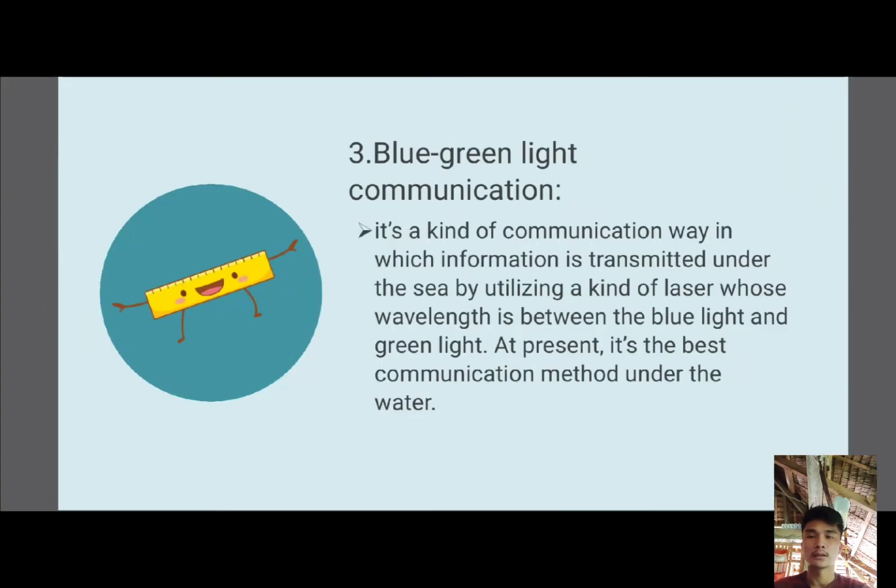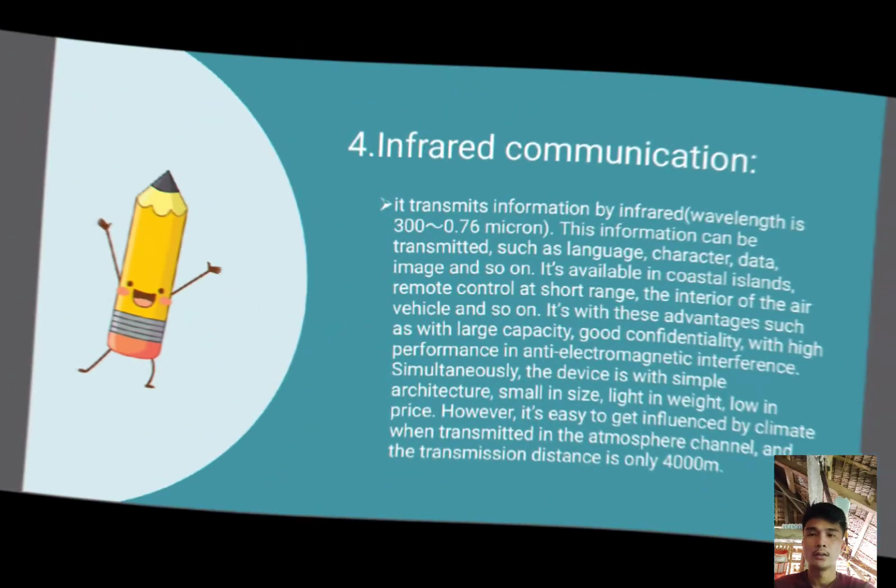The next is the blue-green light communication. It's a kind of communication way in which information is transmitted under the sea utilizing a kind of laser whose wavelength is between blue light and green light. At present, it's the best communication method under the water.